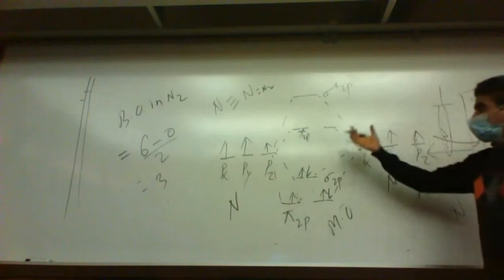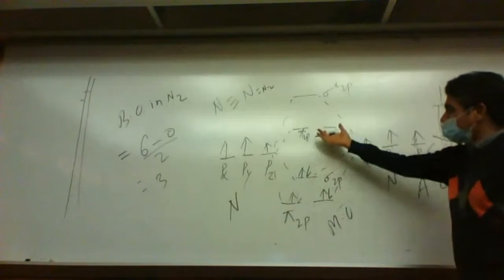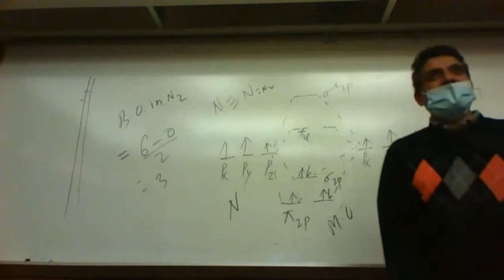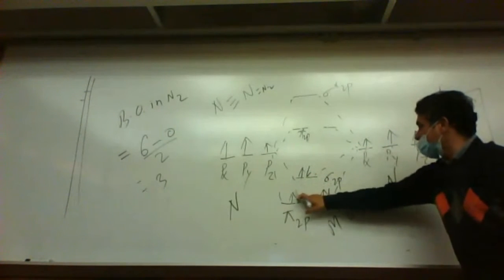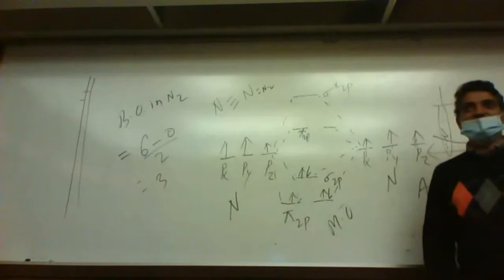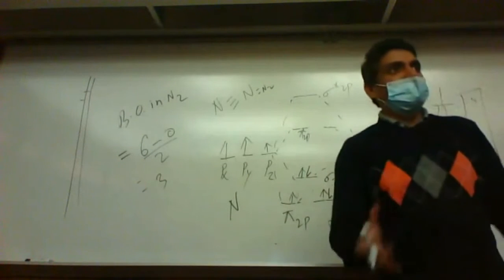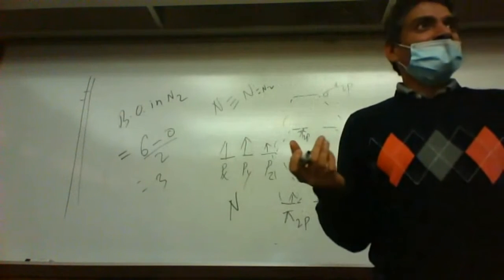So I will give this kind of diagram, and I will ask: is this nitrogen molecule diamagnetic or paramagnetic? Just look here, 2, 4, 6. This is paired. Since this is paired, there is no unpaired electron. So this is diamagnetic. So it is repelled by the magnet. Make sense?